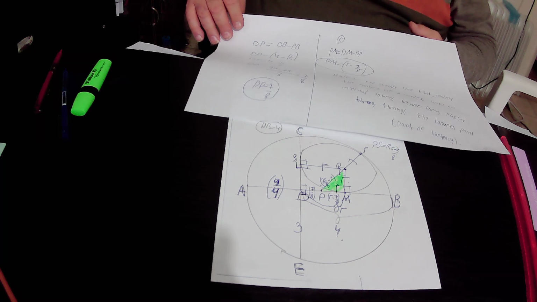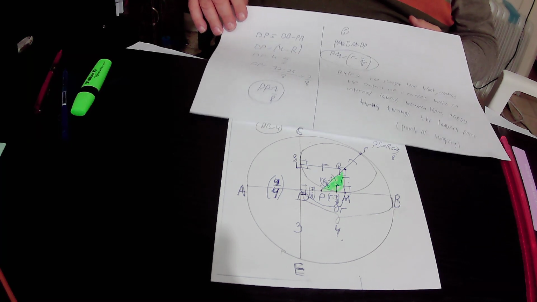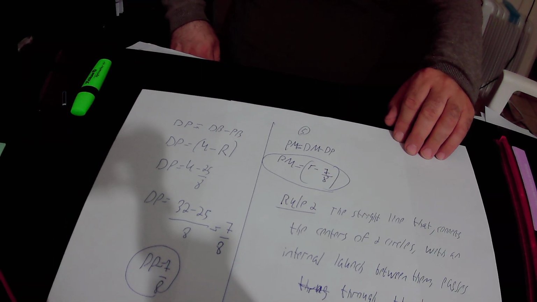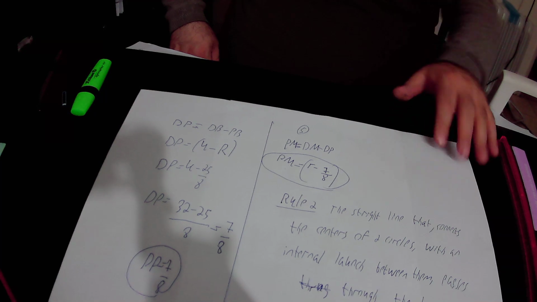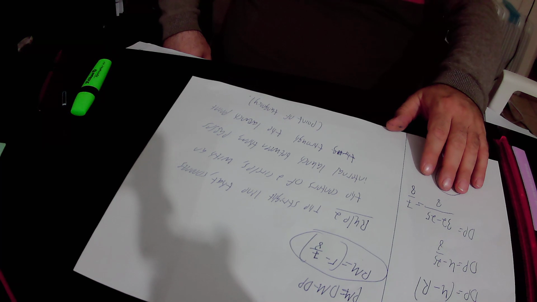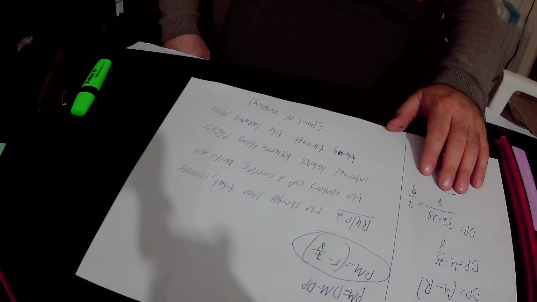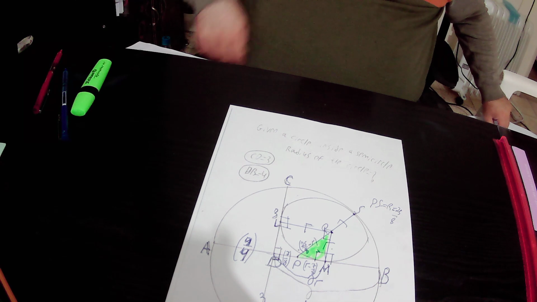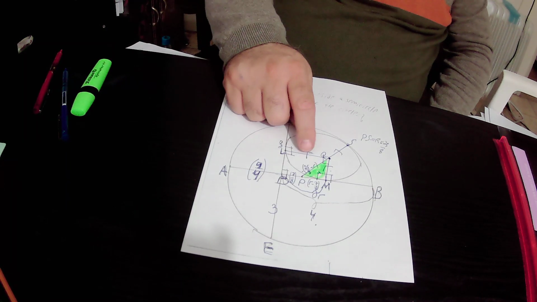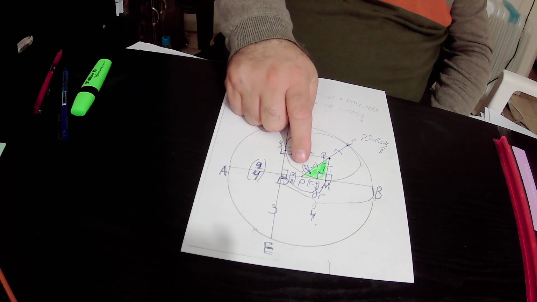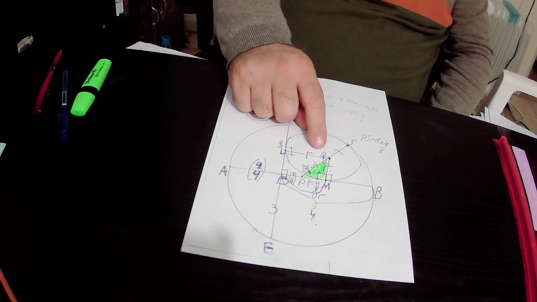Then I presented to you rule number 2. According to rule number 2, the straight line that connects the centers of two circles with an internal tangency passes through the point of tangency. So here we have the straight line PQ that connects the centers of the big circle, that is point P, and the center of the small circle, that is point Q.